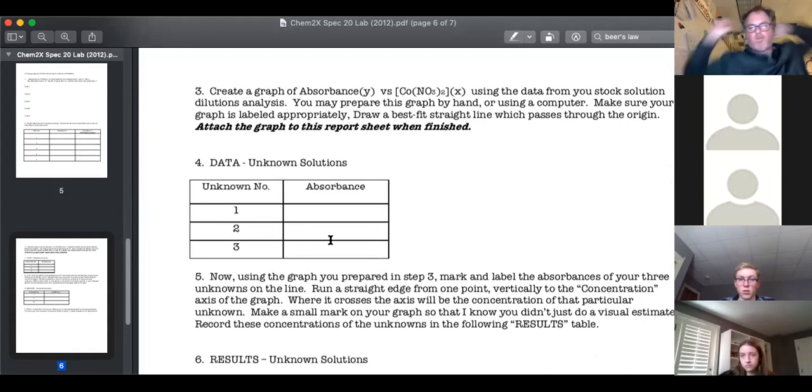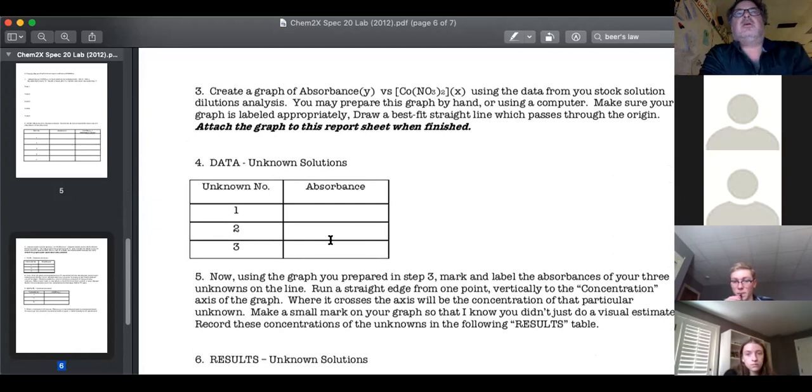Questions there? In our graph, so basically we're making 2 different graphs? Yeah, you're making 2 graphs, that's true. And then for the unknown solutions, in our final graph, do we have to include the unknown solutions in our graph, or is that just extrapolation? You're going to use the graph to find them, yes. Okay. Let me see if it says make a small mark on your graph so that I know you didn't just do a visual estimate. So yeah, it looks like you do make a small mark on your graph for those unknowns.